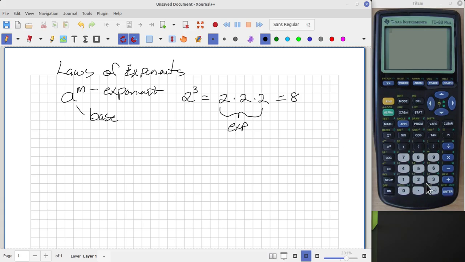To do that on a calculator, 2, and then if you have a TI calculator, TIs have this up arrow, this caret. That means raising it to a power. So that's 2 raised to the third power, and that gives us 8.